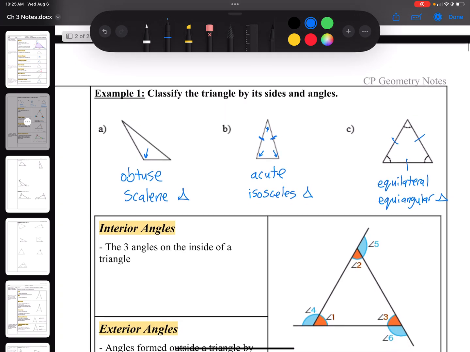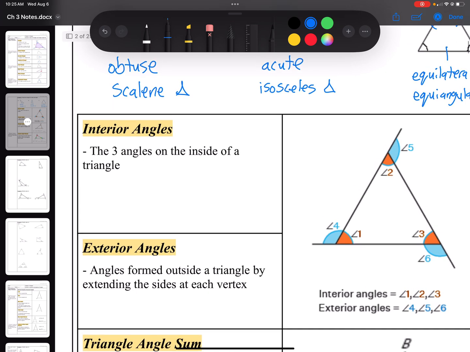Now, let's talk about angles and triangles. In the diagram on the right, the orange angles, 1, 2, and 3, are all on the inside of a triangle. We refer to those as the interior angles. They're the angles in the corners and the vertices of a triangle.